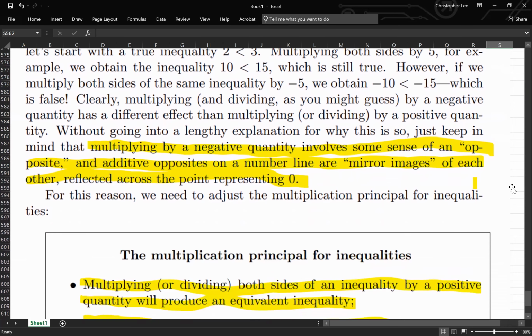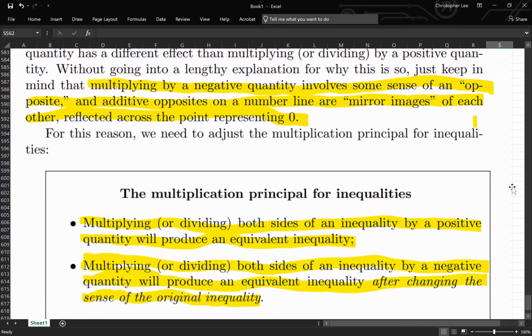So here it is: the multiplication principle for inequalities. Multiplying or dividing both sides of an inequality by a positive quantity will produce an equivalent inequality. Multiplying or dividing both sides of an inequality by a negative quantity, this is the important part, will produce an equivalent inequality after changing the sense of the original inequality. When you multiply or divide by a negative number in inequalities, you flip the sign. That's what it's trying to say. All right.